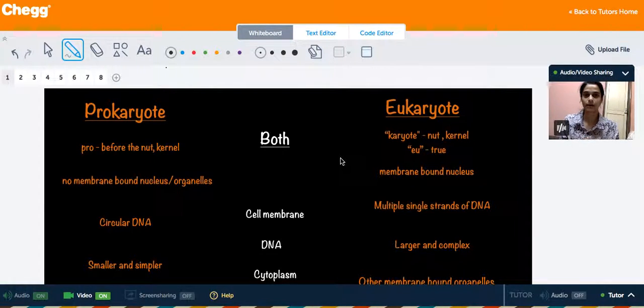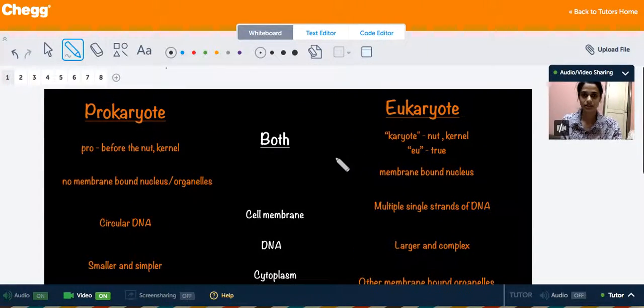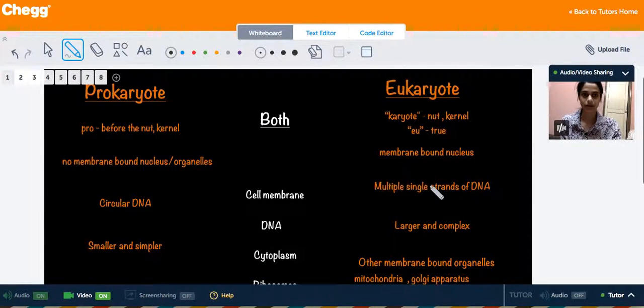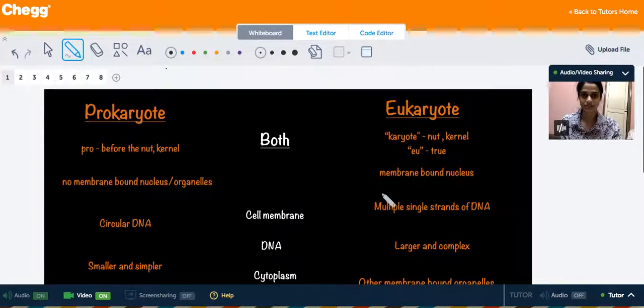I mostly tutor biology and medicine related subjects, and today we're going to learn a little bit about the differences between prokaryotic and eukaryotic cells and the basic organelles within these cells. So let's take a look at the difference between prokaryotic and eukaryotic cells, as you can see on this table.